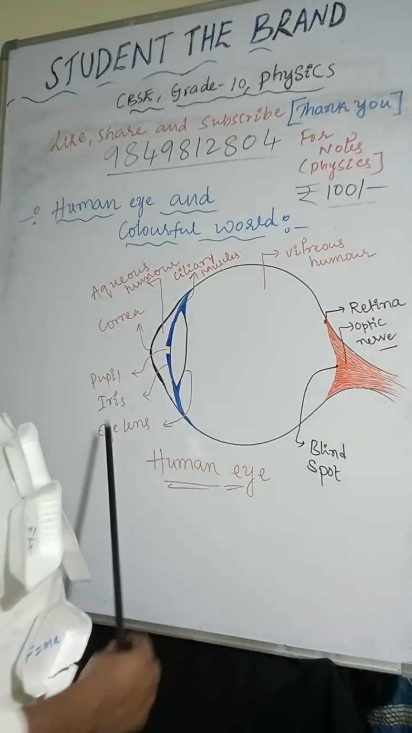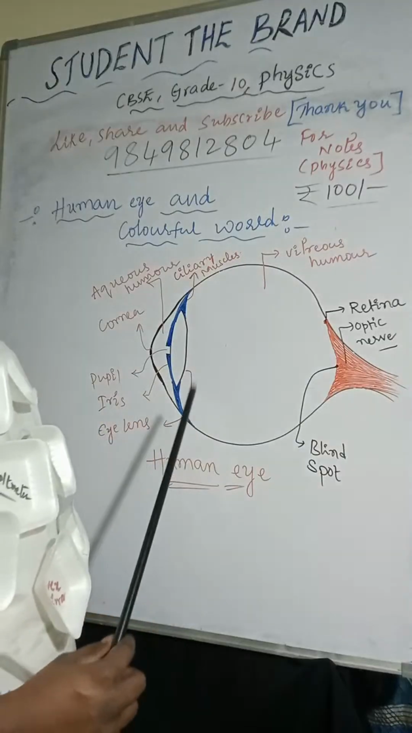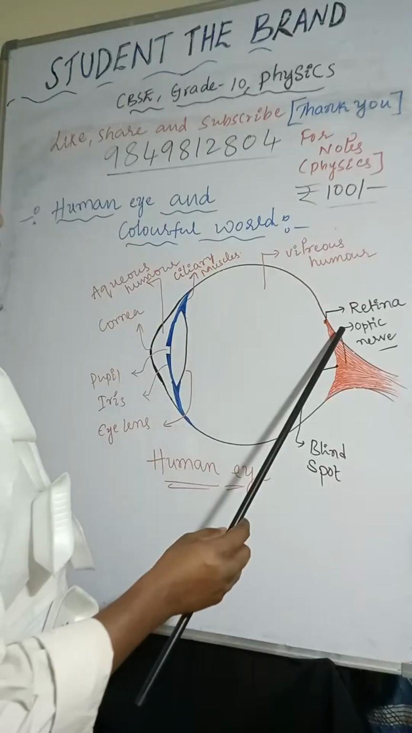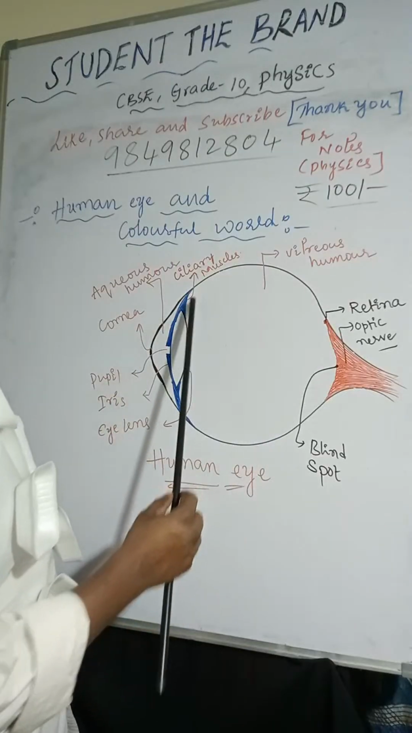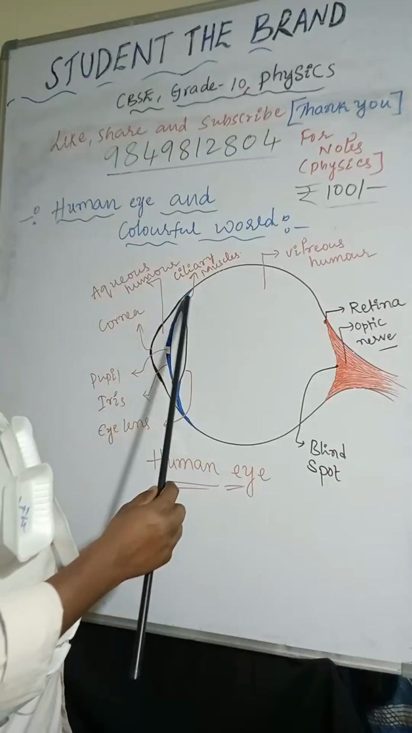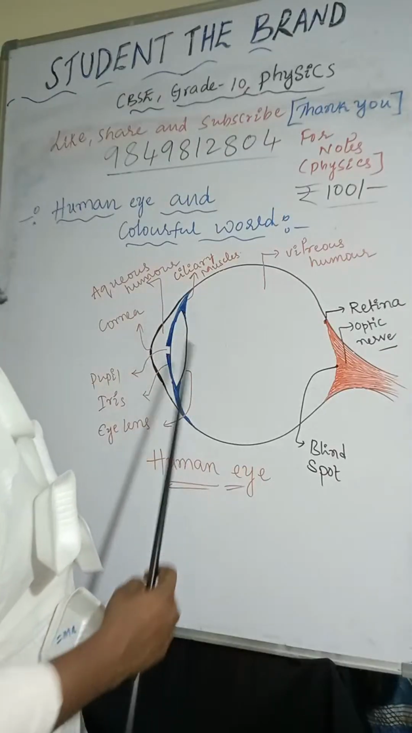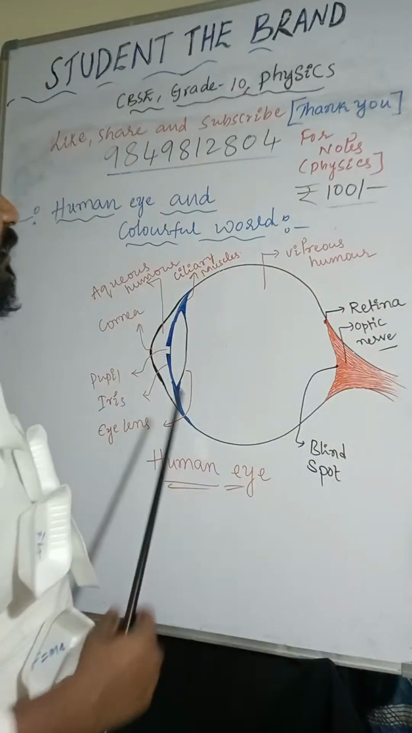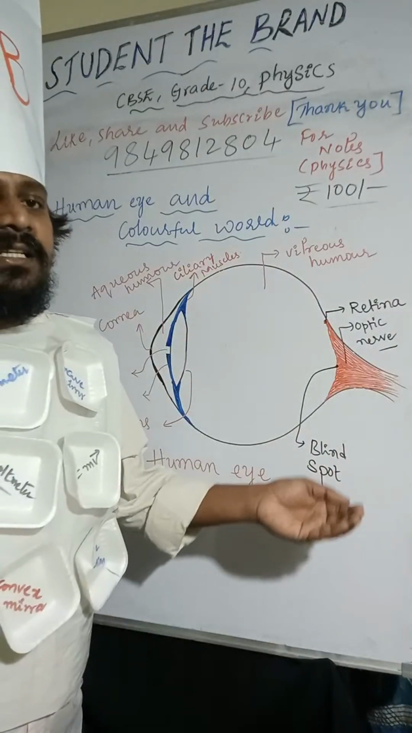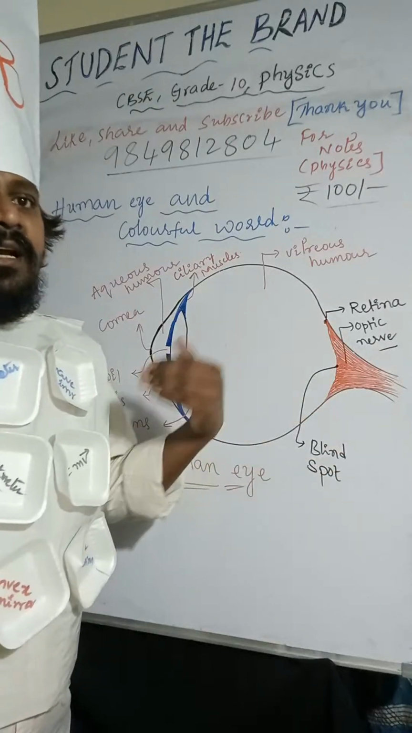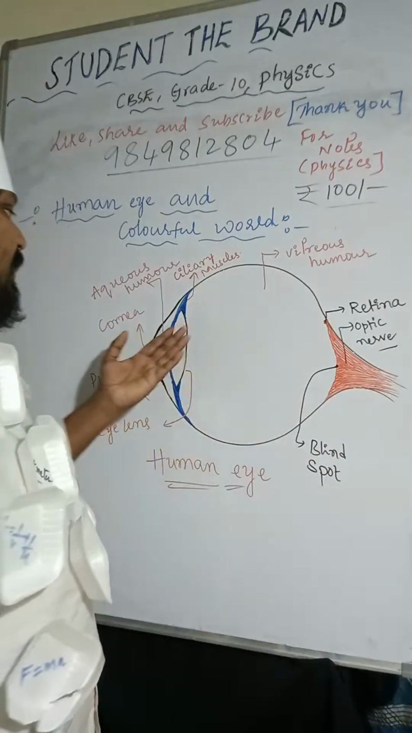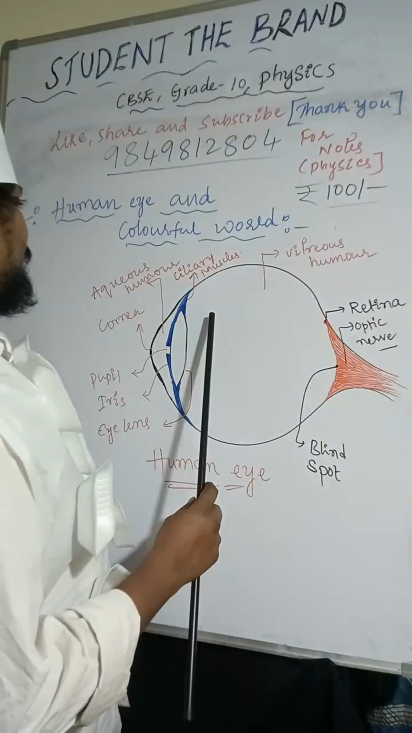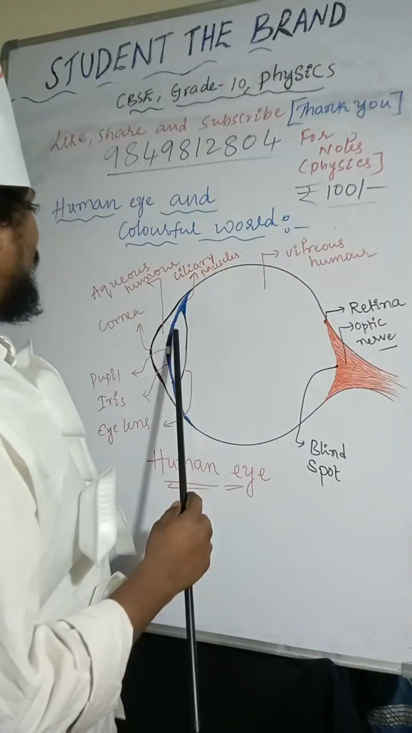And coming to the lens, it is a converging lens. Whenever light rays are incident on it, those light rays converge and meet at the retina. And coming to the ciliary muscles, these muscles adjust the curvature of the lens so that we are able to see near distance as well as far distance. Okay, so next one, ciliary muscles completed.